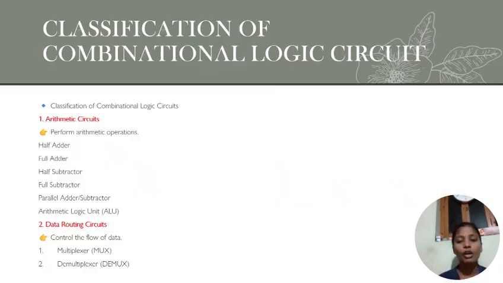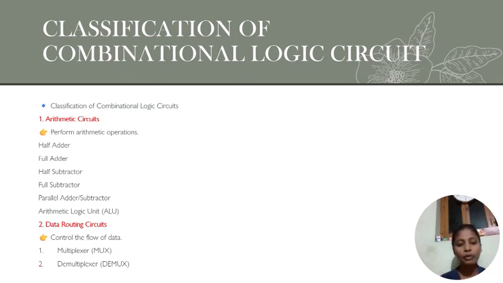Classification of combinational logic circuits. Firstly, we can discuss arithmetic circuits. Arithmetic circuits perform arithmetic operations, like half adder, full adder, half subtractor, full subtractor, parallel adder and subtractor, and the arithmetic logic unit, ALU.